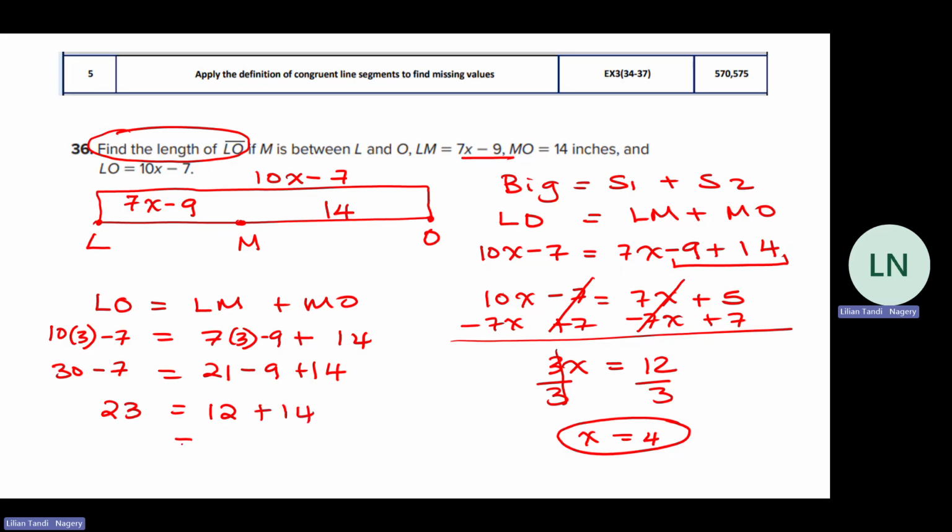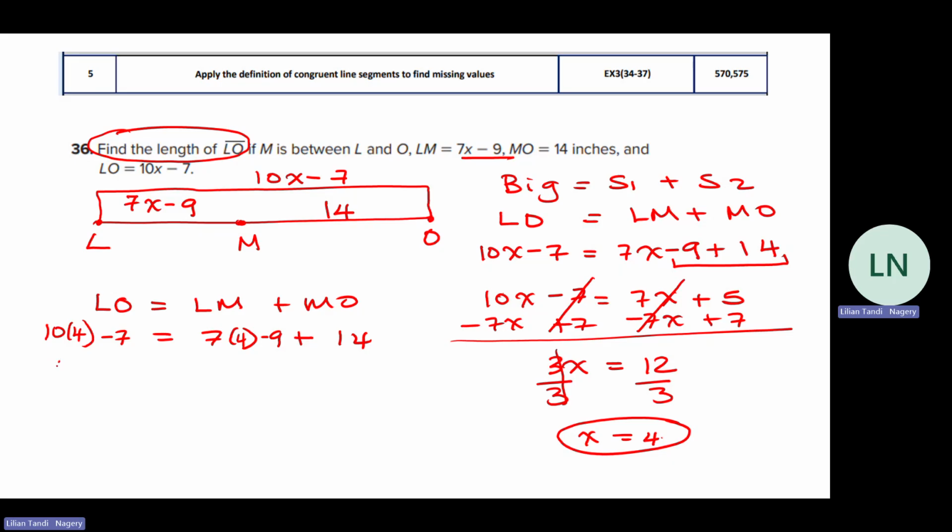Plus 14 will be 26. What do you notice? We did not solve correctly. I agree. My x is 4. Why did I put 3? This should be 10 parentheses 4. And that is what is going to happen to you. So once it happens to you like that, you check which step you did wrongly. Okay? So now that I notice I replaced my x wrongly, I start over again.